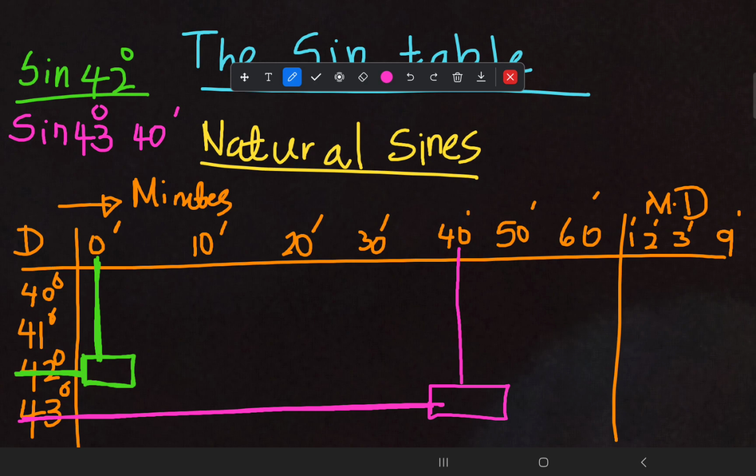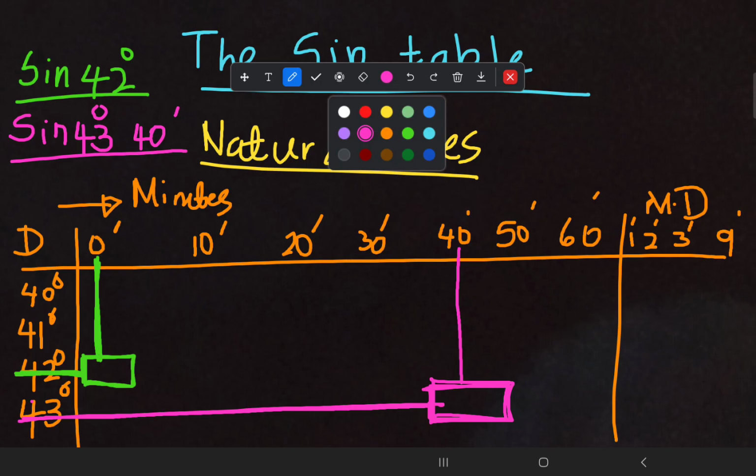Okay, where is the place the 43 degrees and this 40 minutes intersect? You should find that particular region. That point, that place. At that place you will have a value. That value belongs to sine 43 degrees and 40 minutes. That's all. There is no confusion. Very, very easy thing. Then finally, let's do one more question.